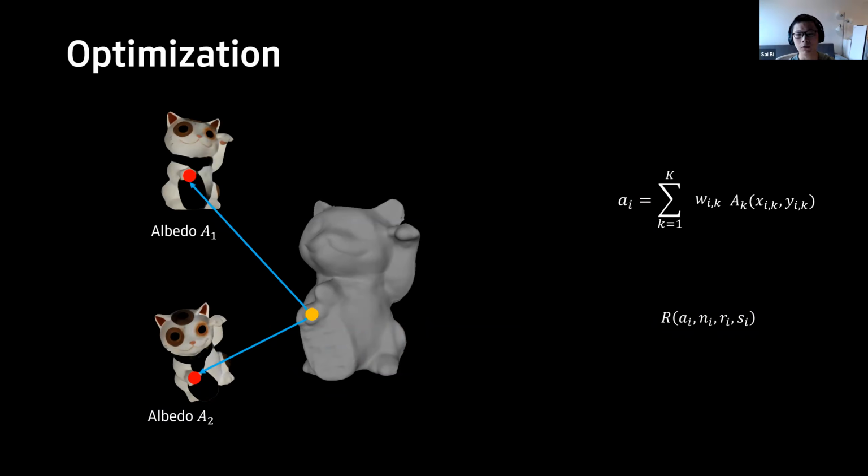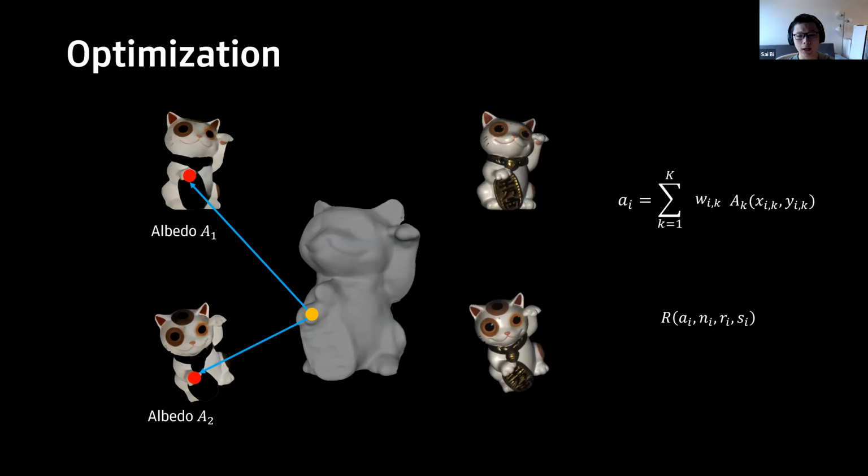Given these components, we can get its rendered colors. And given the input images, we can also get the ground truth colors of that vertex from the input images. We minimize the difference between the rendered colors and the ground truth colors. This is done for all vertices and all views.